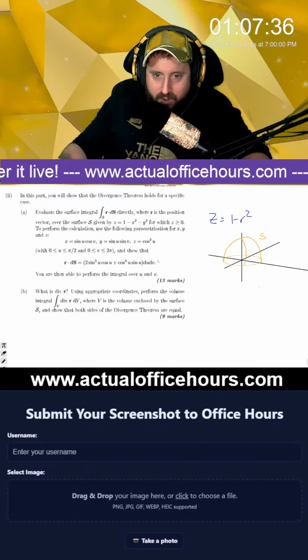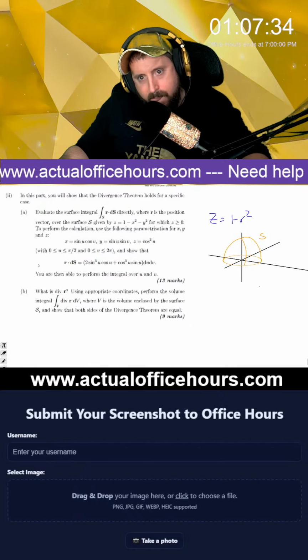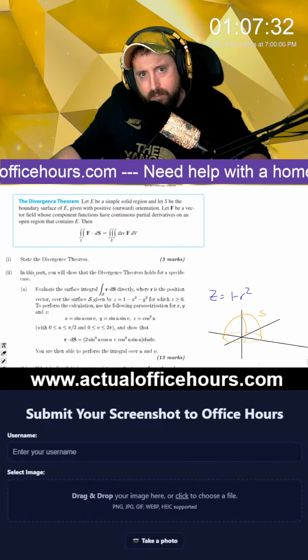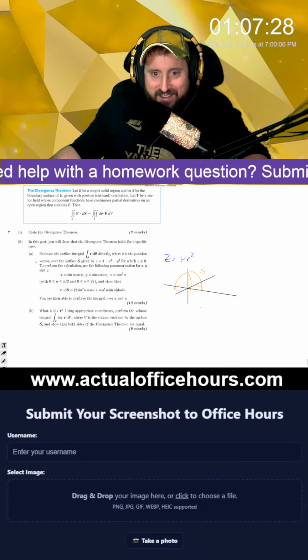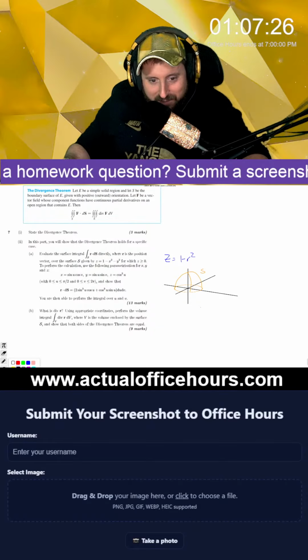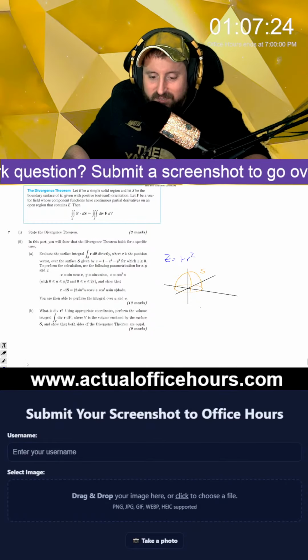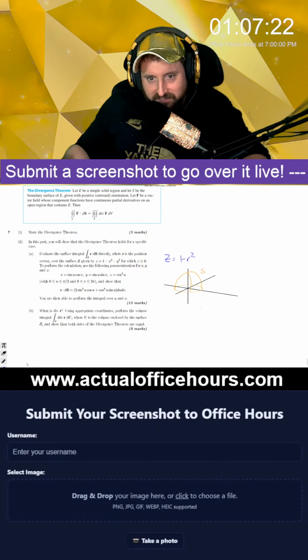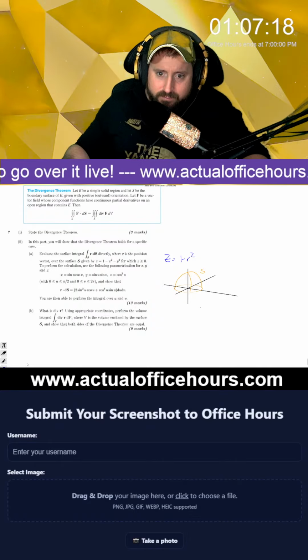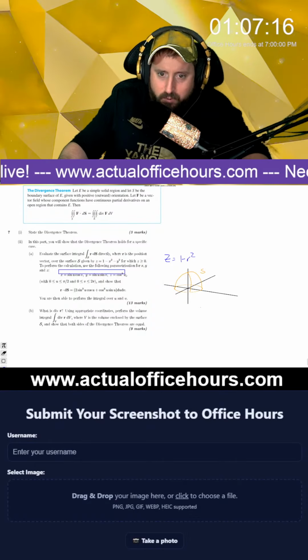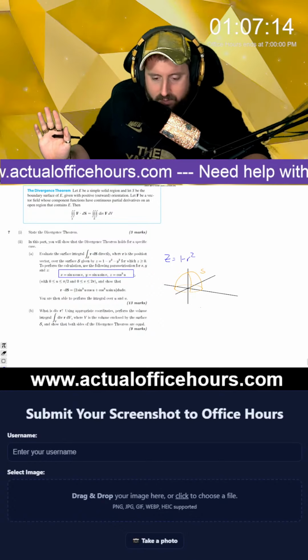Let's go! You're welcome, I need help. I'm trying to understand where they got to here. What the hell did I join to? We're doing the divergence here. This is like vector calc, this is calc 3. Right, so this is the spherical coordinate parameterization. I agree with that.